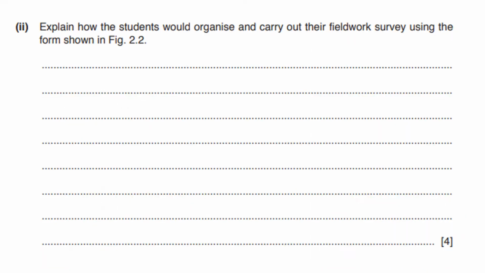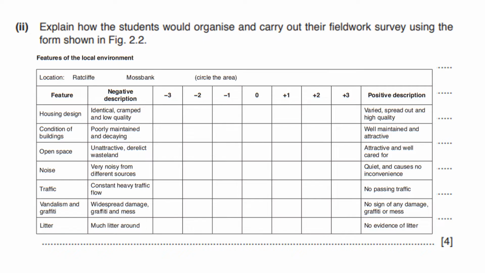So let's look at a worked example. Explain how the students would organise and carry out their fieldwork survey using the form shown in figure 2.2. So this is the form shown in figure 2.2. So how would you go about using that? So the first thing you might want to consider is what type of survey is it? Is it a bipolar? Is it a sliding scale? And then once you've got that, you can always remember that actually at the end of it, you need to record your results on this. So you already have 2 points that you can mention.